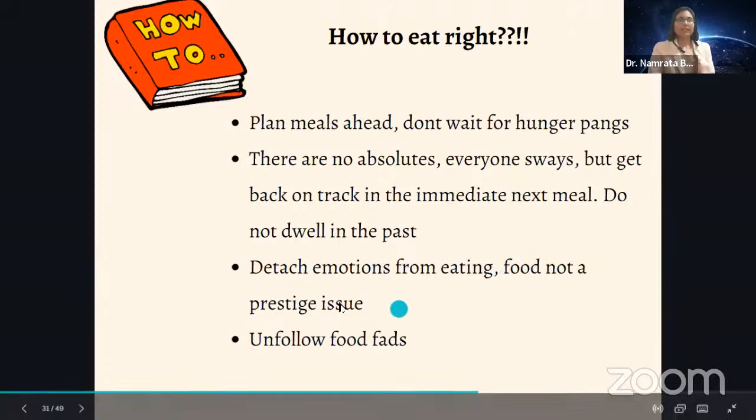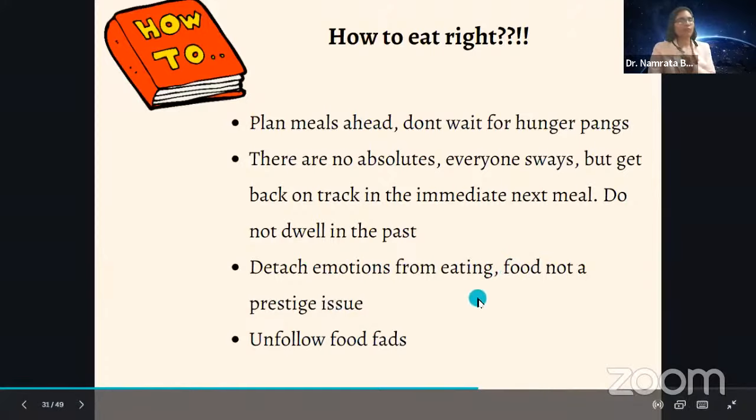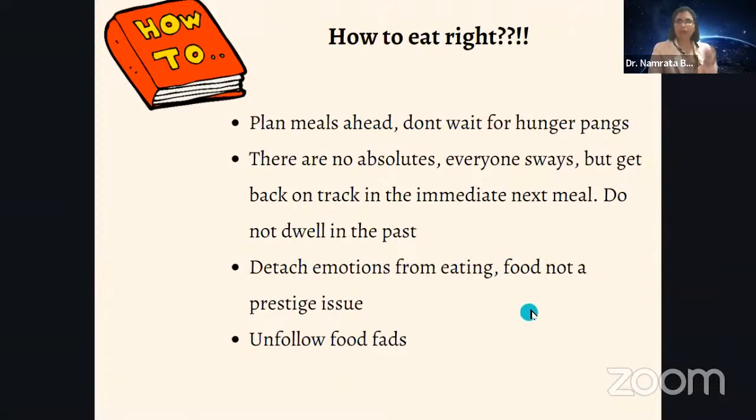It's okay. Detach emotions from eating. Food is not a prestige issue. मेहमान आ रहे हैं, 10 तरह के पकवान होने चाहिए, सब कुछ होना चाहिए, और उसमें वो मेहमान भी ऐसा निकला कि नहीं सब कुछ चाहिए ही चाहिए, फिर इसको इंसिस्ट करो, उसको इंसिस्ट करो, जबरदस्ती खिलाओ, तुम्हारा स्वीट. You know what happens if kids are watching? We are inculcating the same things in there. So food is a prestige issue.